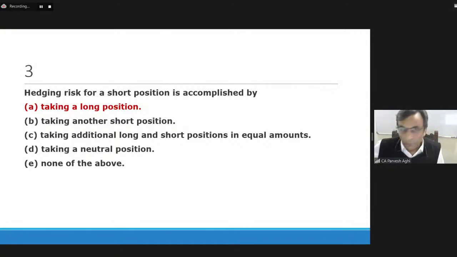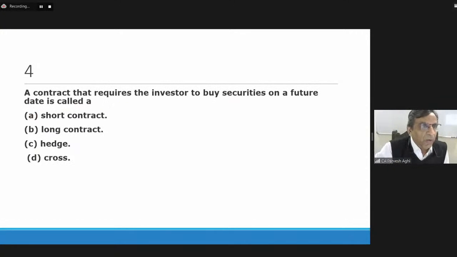Wonderful. So let's go to the fourth one. A contract that requires an investor to buy securities on a future date is called what? A short contract, a long contract, a hedge, or a cross contract. When you buy a futures contract, that means what? You're taking a long contract, a short contract, a hedge, or a cross.